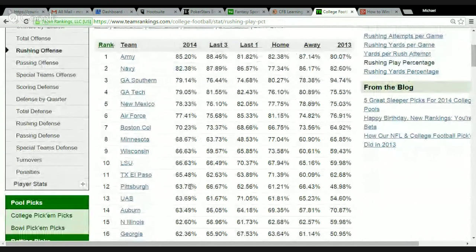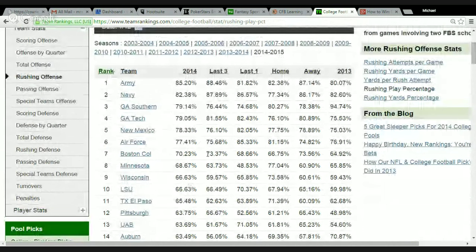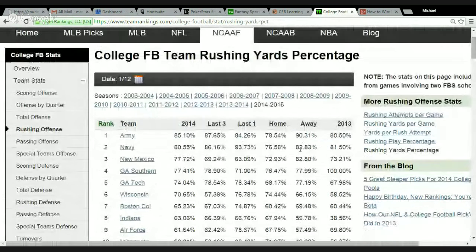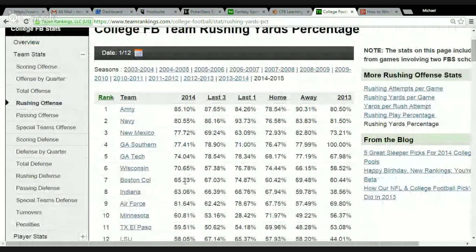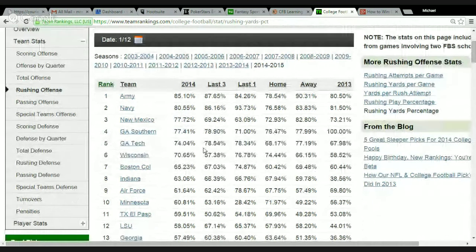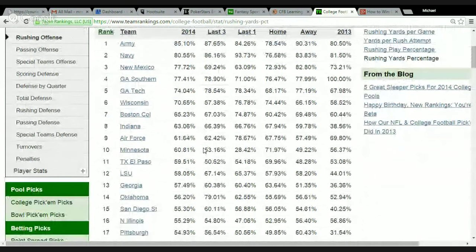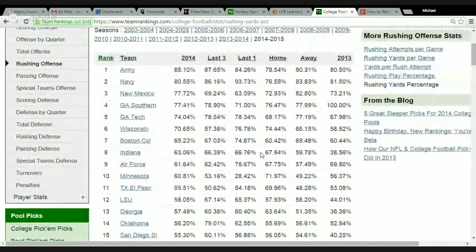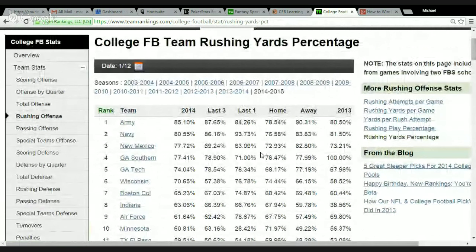Pittsburgh with James Conner. So these are really some good metrics when you start looking at who are the running backs that I want to focus on. We start going over here to rushing yards percentage. Again, you're looking at 65% of the team's offense is rushing. Wisconsin, Army, Navy are two completely different teams that you can't even really consider. Georgia Tech as well. They just use too many players, but we got Wisconsin, BC, Indiana, Minnesota, LSU, Georgia, Oklahoma. Those are some teams that you can really focus on from a running back perspective when we talk about that.